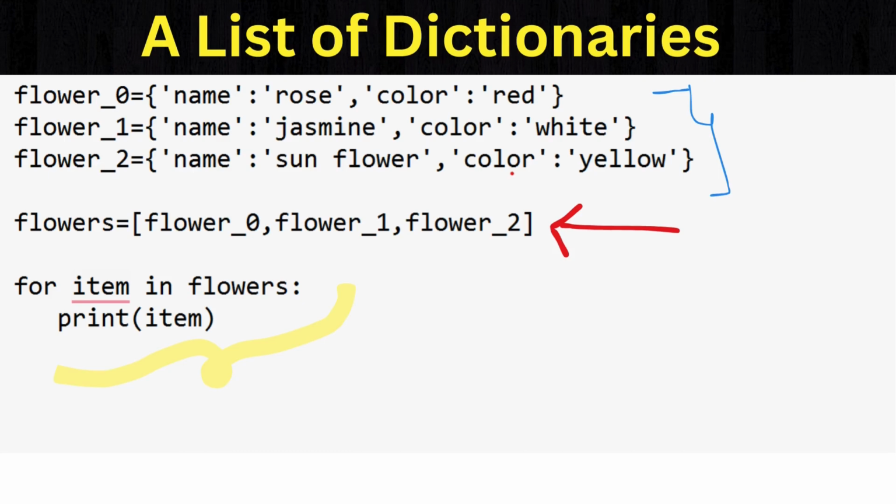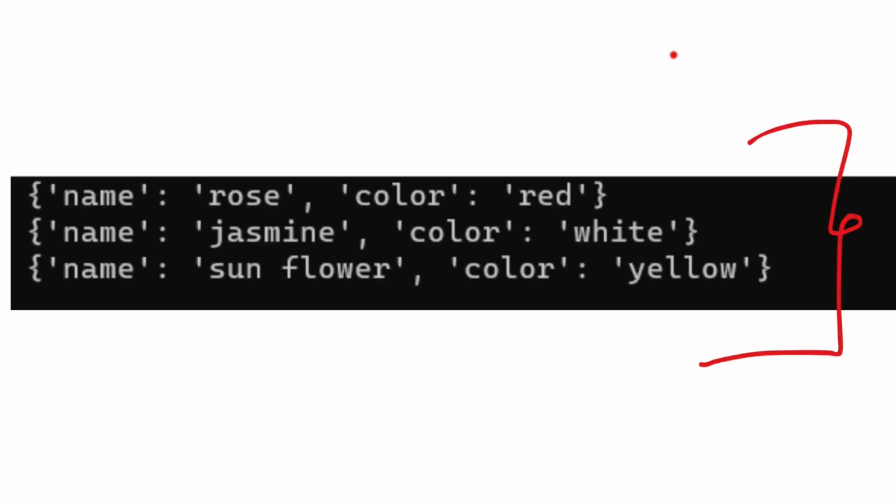Now we are going to loop through it. So for item in flowers, we are going to print the item, and the output you see here is name rose, color red, name jasmine, color white, name sunflower, and color yellow. All of the dictionaries in the list should have an identical structure so that we can loop through the list and work with each dictionary object in the same way. So this is how we could use dictionaries inside a list.